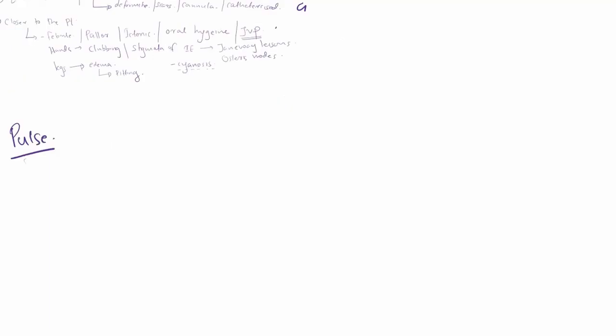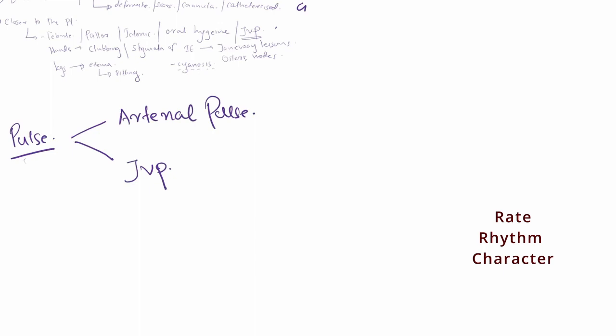Now, under the pulse, basically it has two components. One is the arterial pulse, and after that you need to make sure that you examine the jugular venous pulse, right? So when you are checking the arterial pulse, you need to count the rate of the pulse, and appreciate the rhythm and character of the pulse.